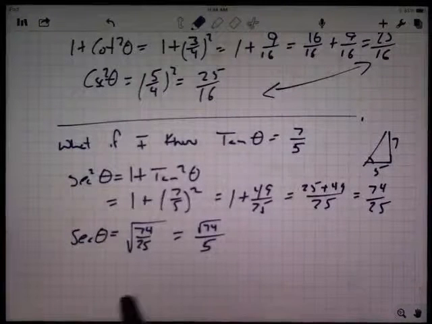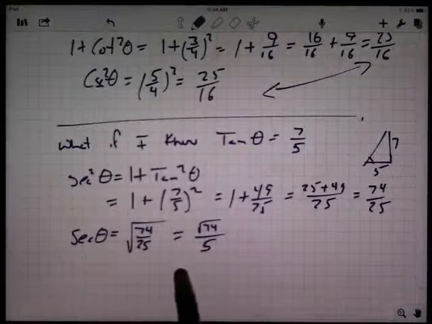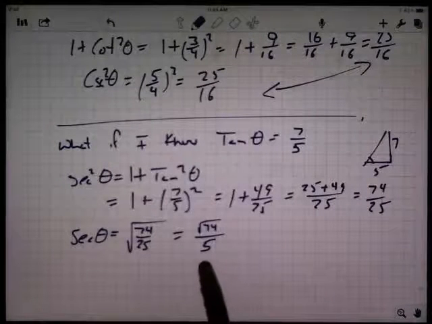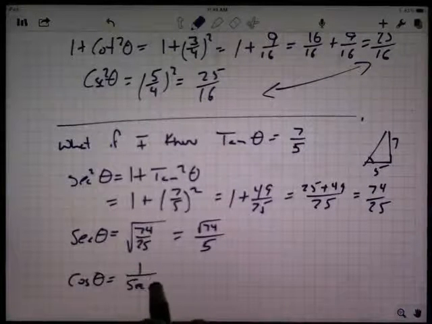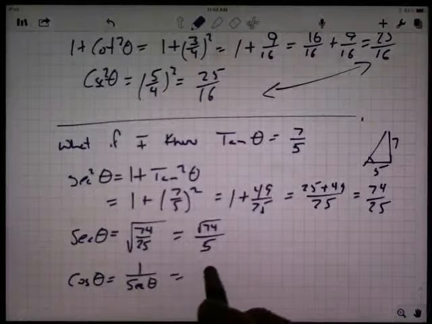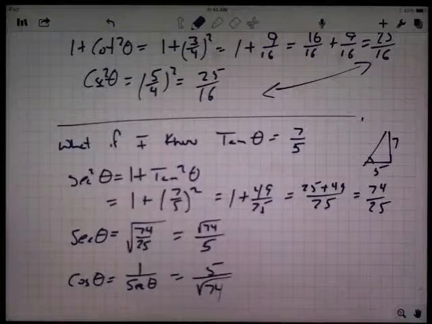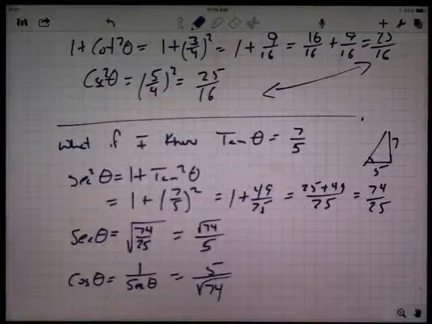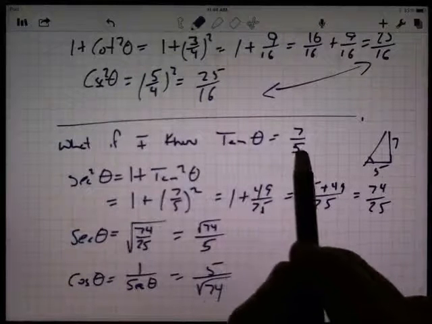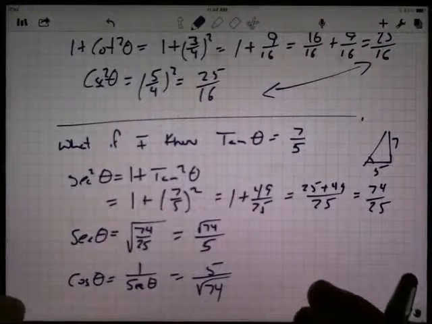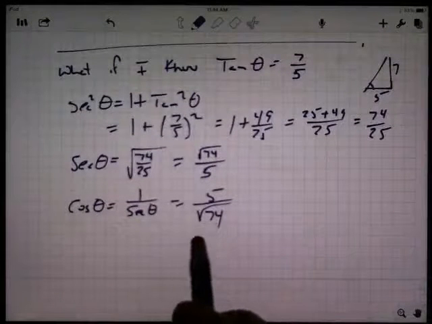Okay. So knowing the tangent and that identity, I could get the secant. Of course, once you know the secant, you could take the reciprocal to get the cosine. So the cosine must be 5 over the square root of 74. Of course, with the tangent, you could have just taken the reciprocal to get the cotangent. And let's see if I can get the sine.